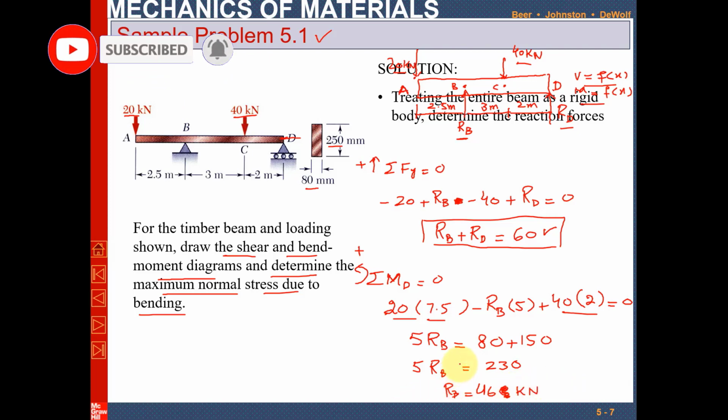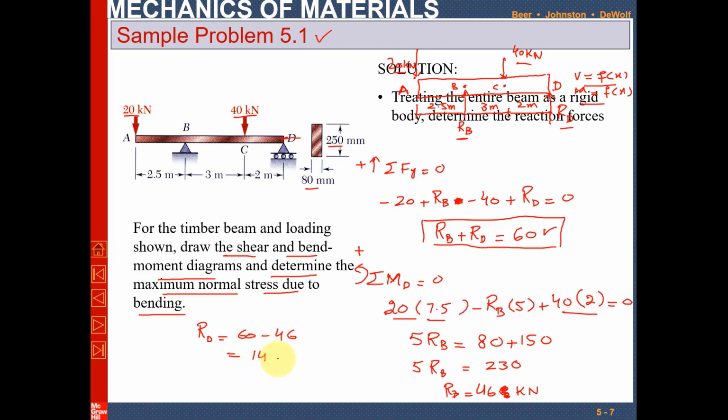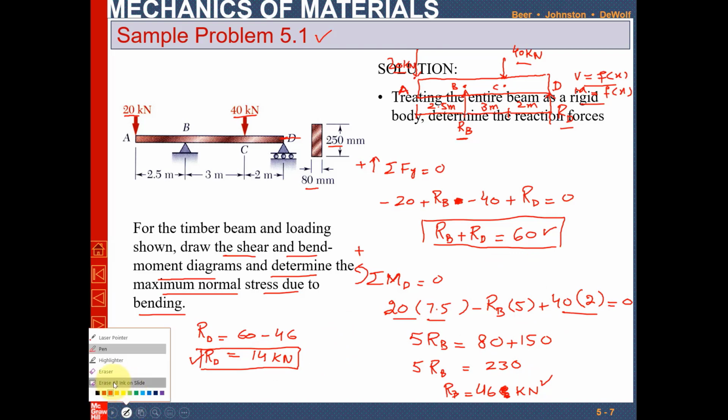Now you know RB, so you will put it over here. So RD will be equal to 60 minus 46. That will be 14 kilonewton. So this is how you find out the reaction forces at point D and point B. So let me clean these things. I will show you. Erase all.